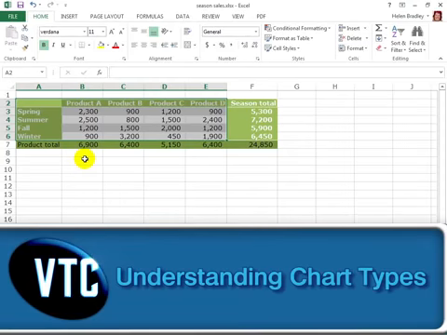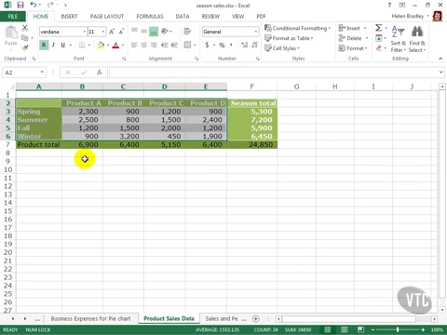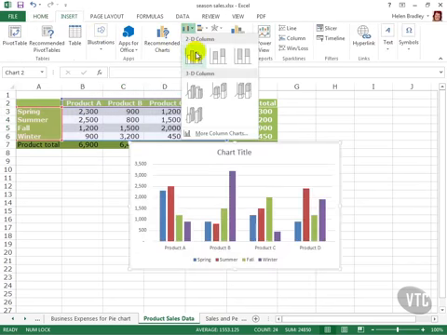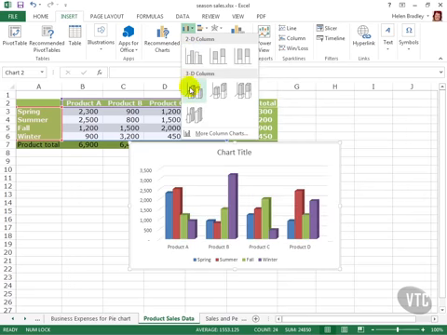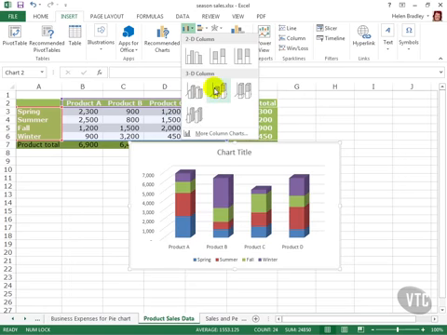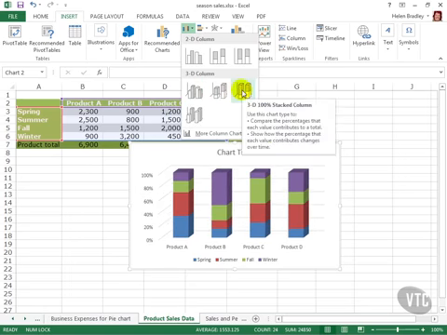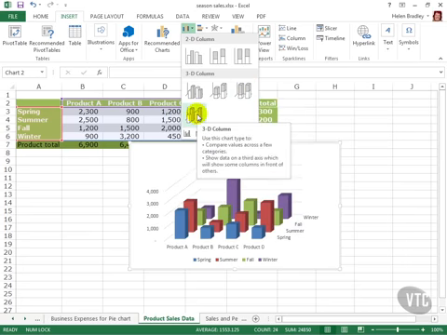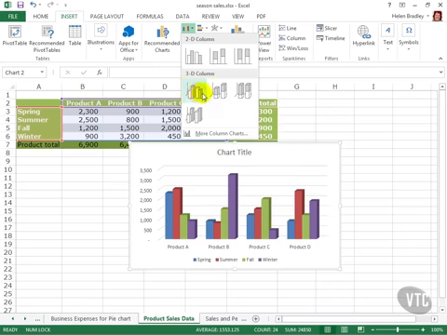There are a number of different chart types available in Excel. So far we've created a 2D column chart. There's also a 3D version of this chart that shows the columns as three-dimensional objects. As we mouse over each of the charts in turn, we can see how our selected data would look if we were to choose this type of chart.